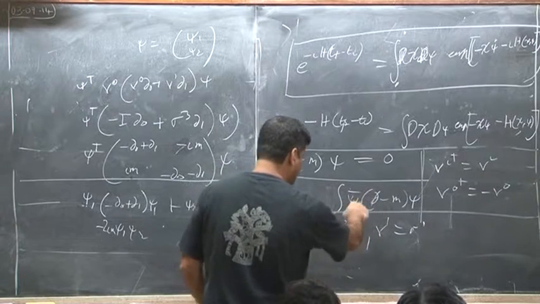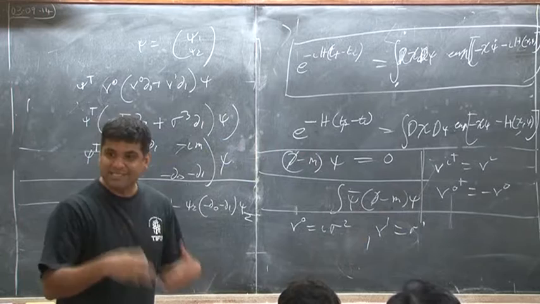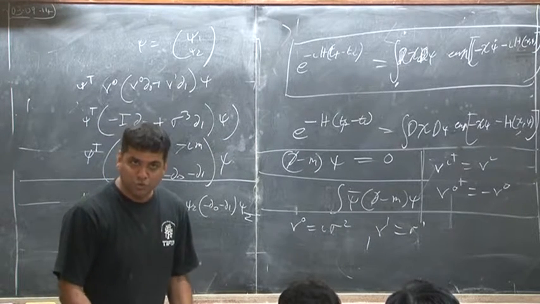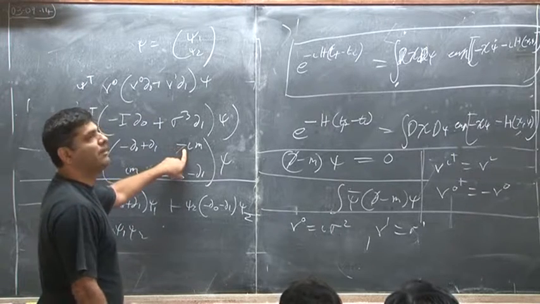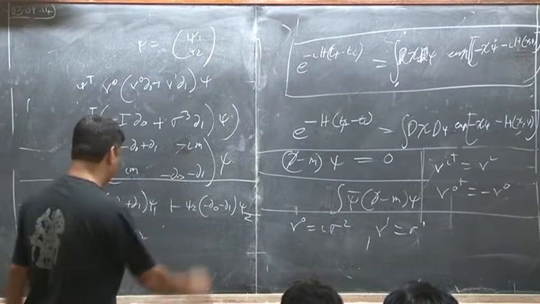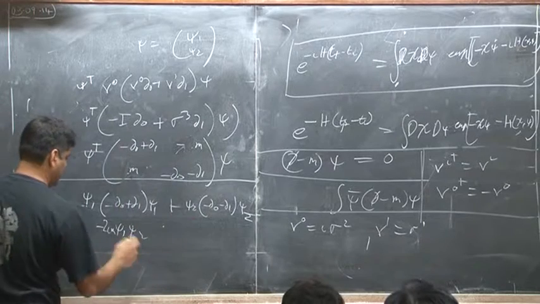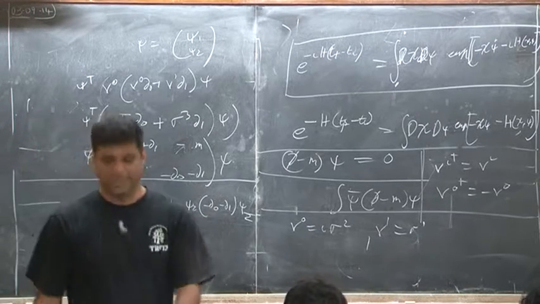What I was computing was just this. And her point is, it just comes with a minus I sigma 2. Minus I sigma 2 is minus I into minus I. So that's minus 1 here. So that's minus 1, 1, minus 2.